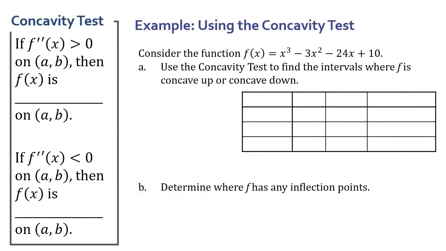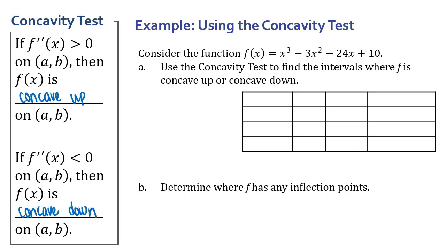All right, so let's talk about some things with the concavity test. What the concavity test tells us is if the second derivative is greater than 0 on an interval AB, then f of x is concave up. If this looks familiar to you, this is something that we learned back in the first couple weeks of the term. And then if the second derivative of f is less than 0 on an interval, then the function is concave down on that interval.